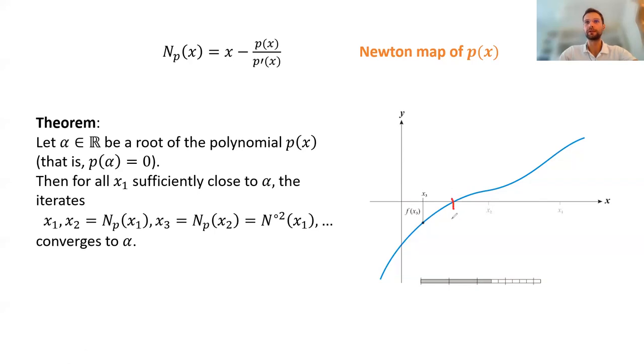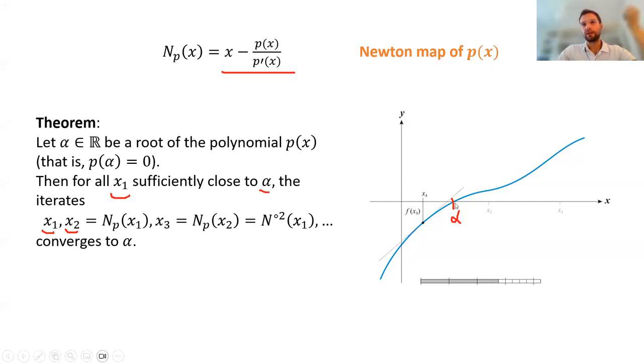And the theorem that I put here on the slide tells us if alpha is some root, for example, as shown here on the slide, this is alpha. And then if I start with my x1, my starting prediction, sufficiently close to the root, then the sequence of these iterates, and this is more or less x1, then I compute x2 using this formula for the Newton map, just substituting x1 instead of x, that will be x2. Then I can do the next step. I substitute x2 into the Newton map and compute x3. Then the sequence actually converges to the root.